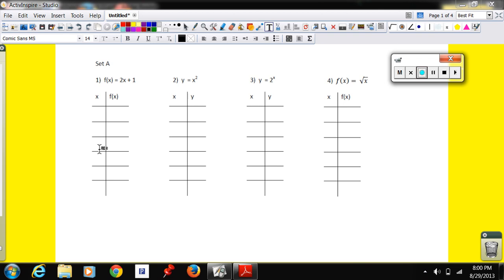I just wanted to give you some homework help on the function tables, the t-tables that we plugged in. We did these in class. I put these on the board, so those should be on your paper. If not, you're on your own on those. You should have done those in class.